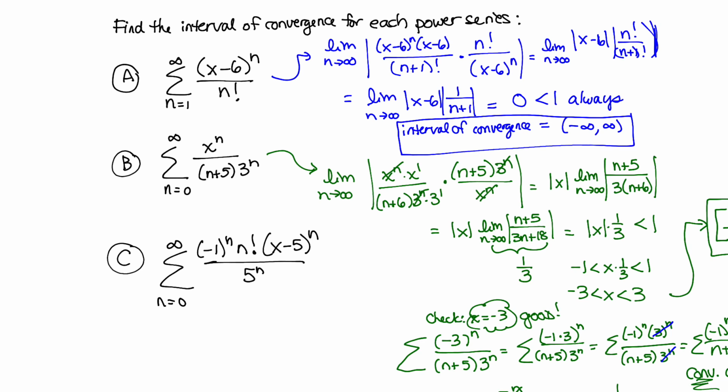So I'll just put the answers. The top one converged from negative infinity to positive infinity. That was its interval of convergence. The second one converged from negative 3 closed to 3 open. And the third one, I'll do in pink.